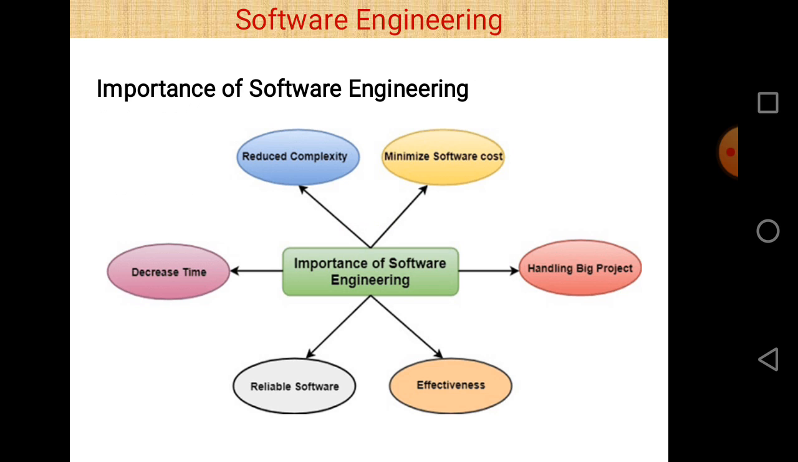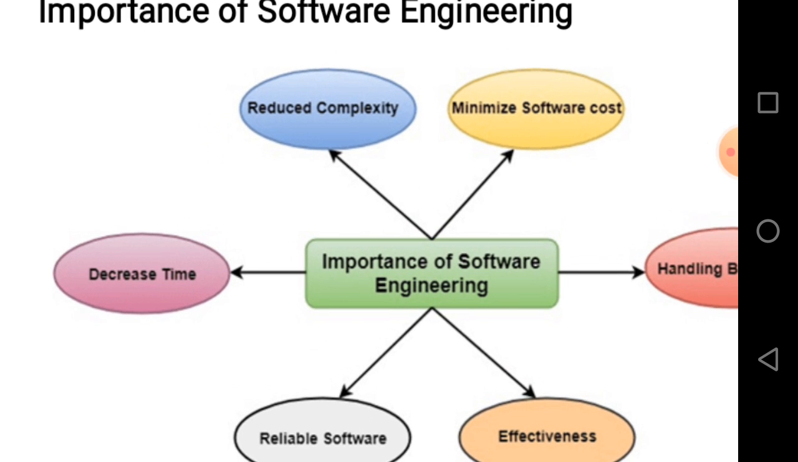Next, importance of software engineering. Why software engineering is required, we discussed in our last question. And in this question, the main point is importance of software engineering. There is a graph which shows the importance of software engineering. First point is reduce complexity.